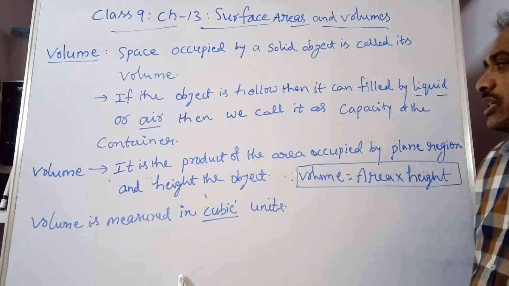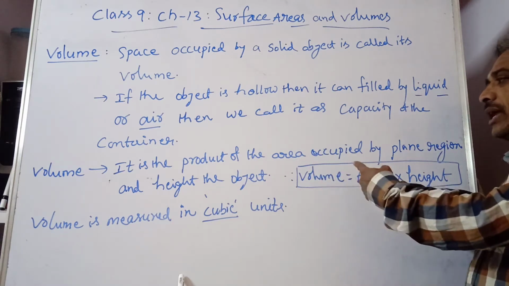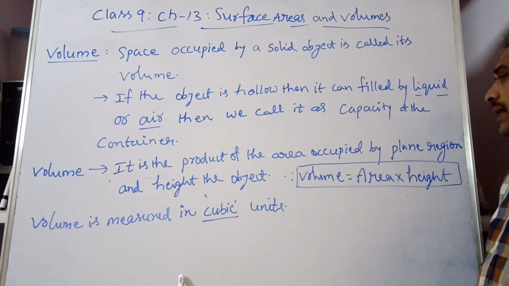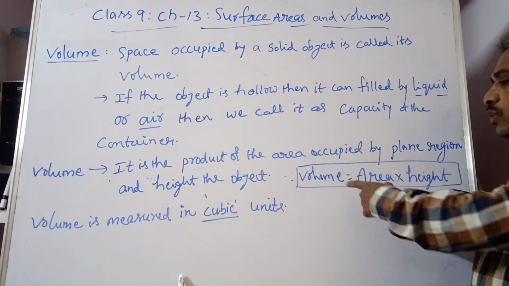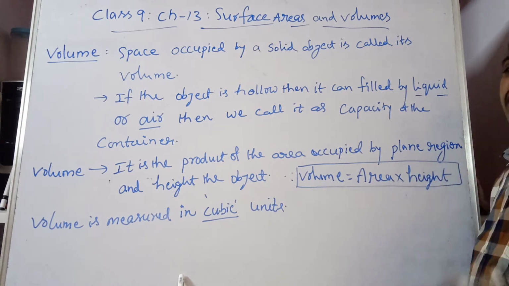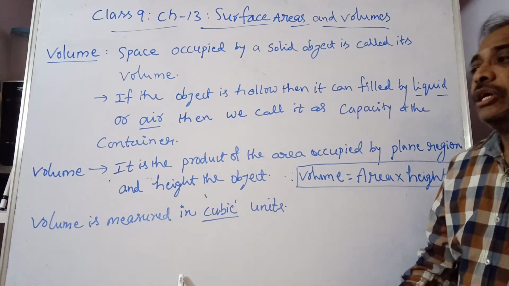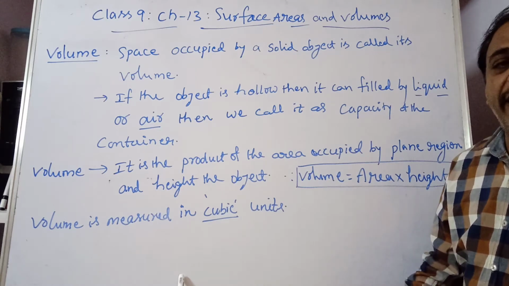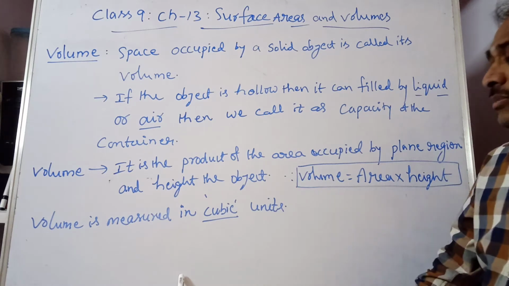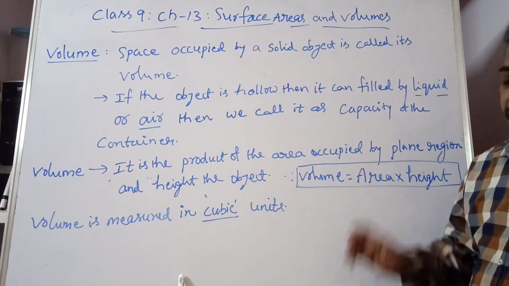Volume is a product of the area occupied by a plane region and the height of the object. So always volume is equal to area into height. Volume is measured in cubic units. How to measure the volume? In cubic units. So volume is measured in cubic units.